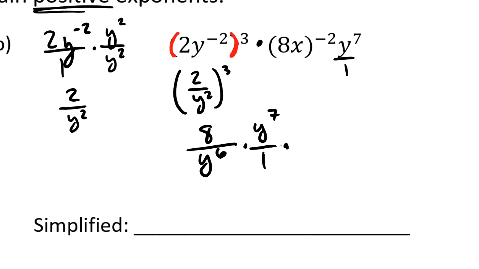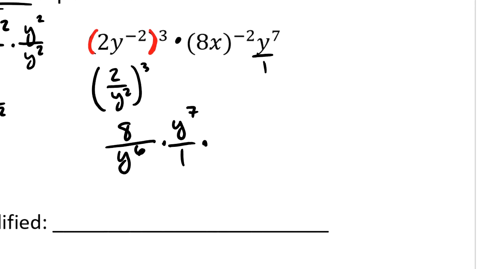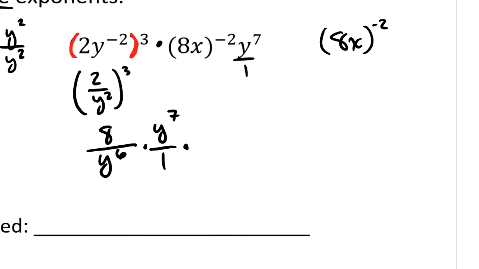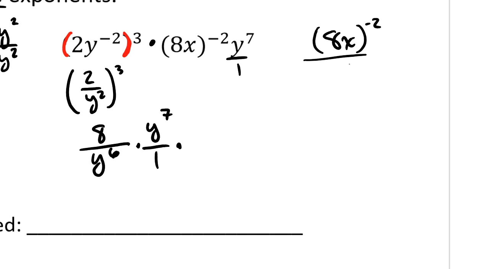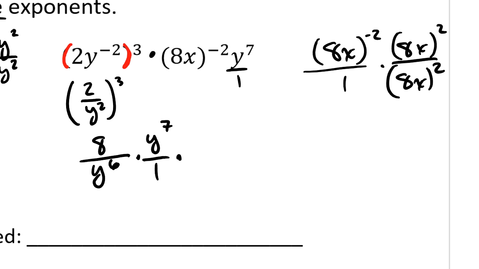But let's consider this 8x to the negative second power. So again, it's 8x to the negative second power. If I want to deal with that negative exponent, I'm going to multiply this by 8x to the positive second power over 8x to the positive second power. So if you look at my numerator now, this simply becomes 8x to the negative second power times 8x to the positive second power. That's 8x to the 0 power, which equals the number 1. So my numerator is a 1. My denominator becomes 8x squared.